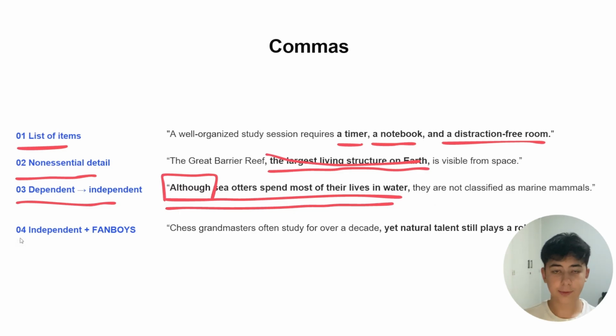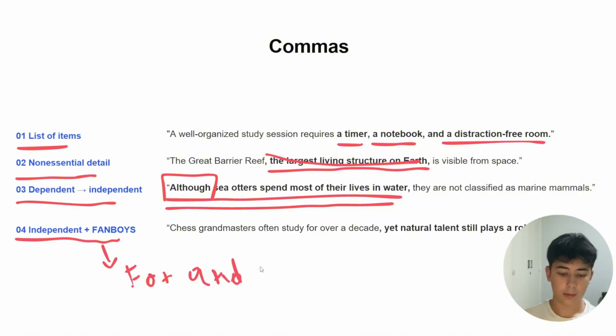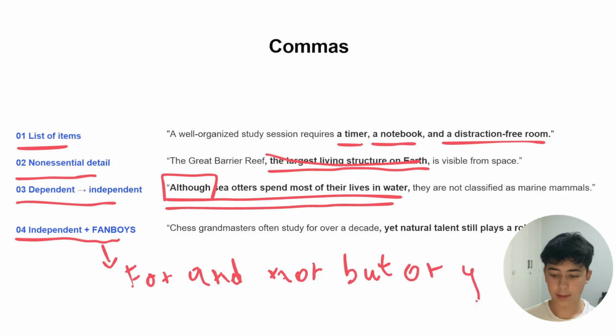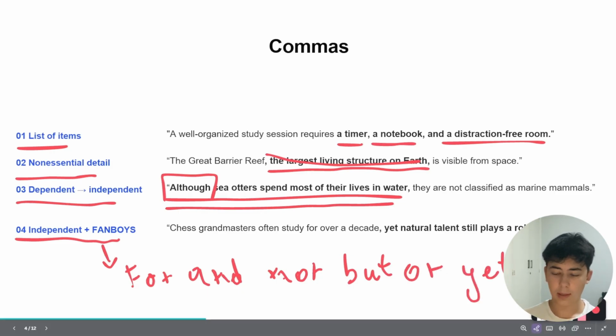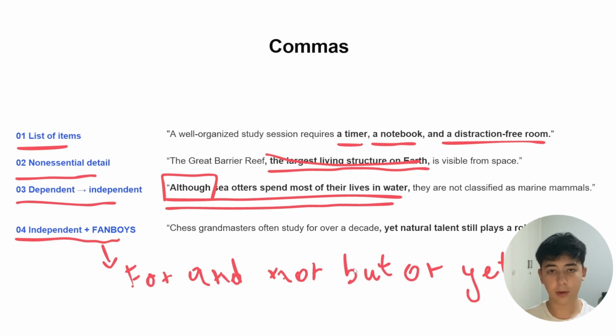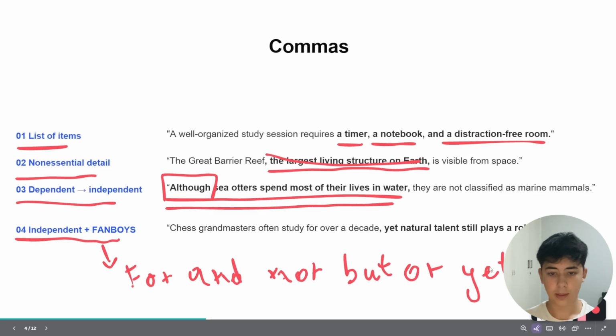And number four, that's going to be linking two independent clauses using a fanboys conjunction. What fanboys basically means, it's an acronym that describes all conjunctions like for, and, nor, but, or, yet, and so. That's basically what fanboys means. It's an acronym for all of these conjunctions.